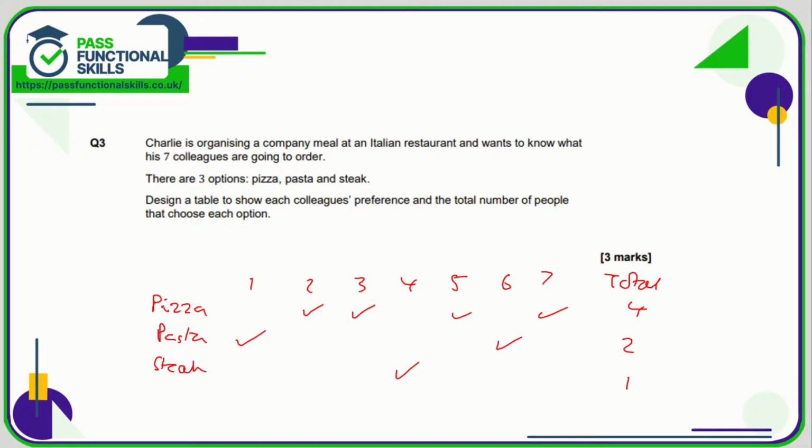So I think 4 rows would be acceptable, one with the person 1, person 2, person 3 and a total, and rows 2, 3 and 4, pizza, pasta, steak, with boxes for the colleagues to tick.